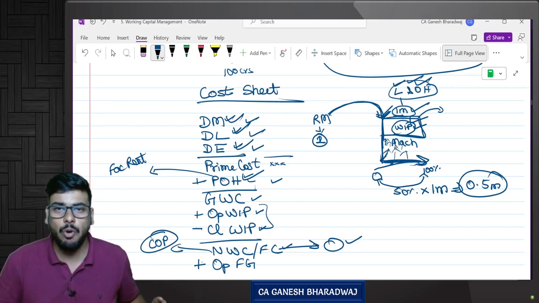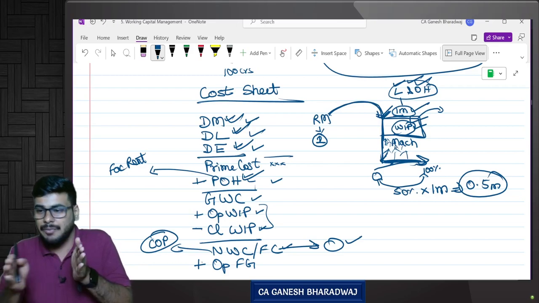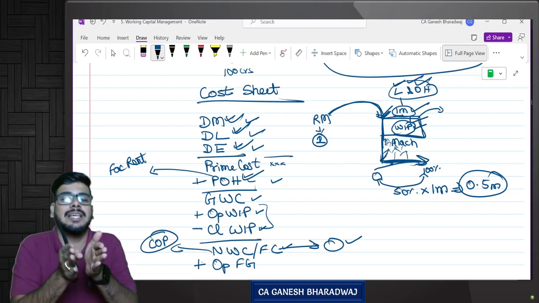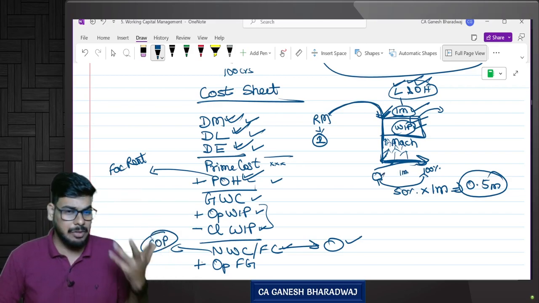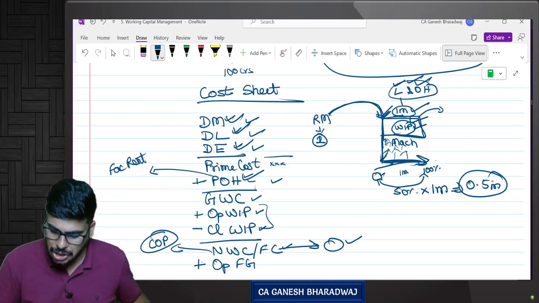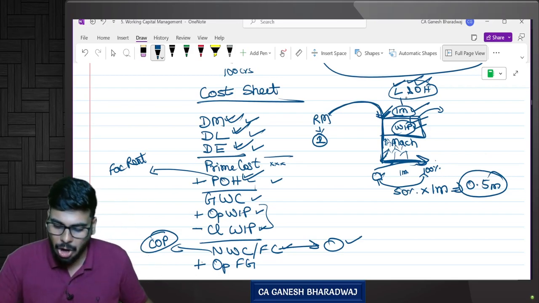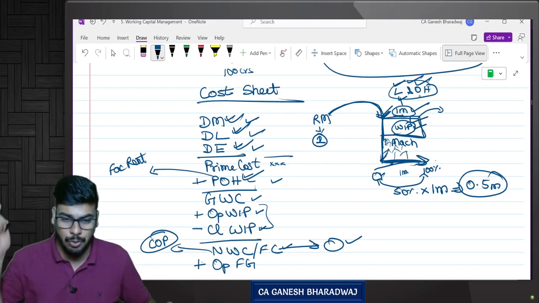Because labor and overheads are not incurred at the beginning itself. They are incurred every day. So since they are incurred evenly, we take a simple average and we say it is not 1 month's requirement, because at the beginning of the period nothing was incurred. At the end of the period, you need to pay the entire labor and overheads. So basically, only 50% of the labor and overheads is the funding that I need to bring in. Are you clear with this?